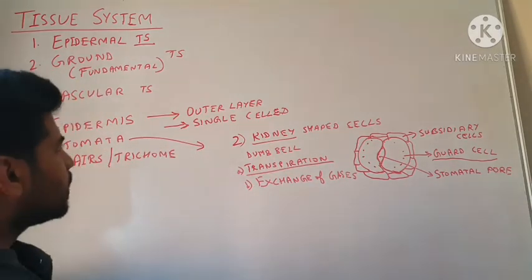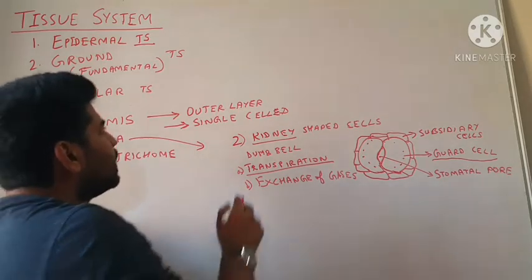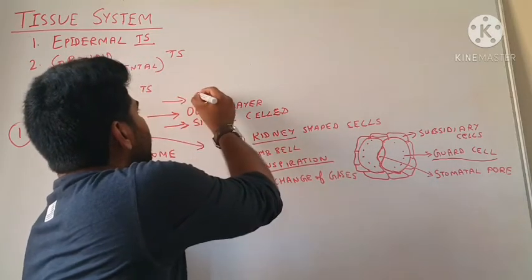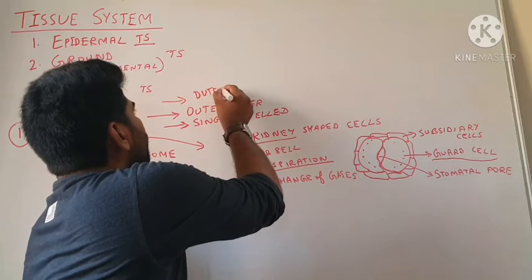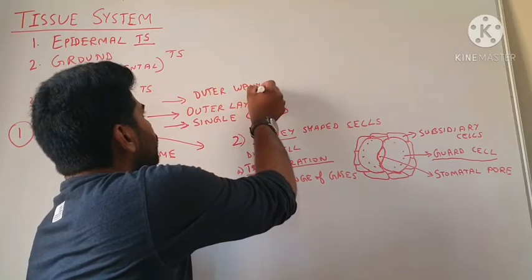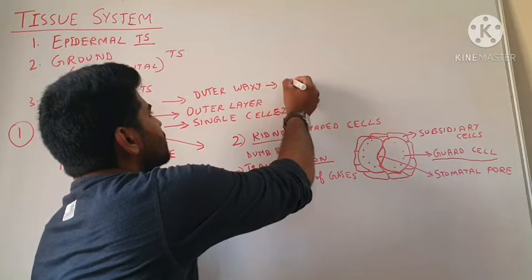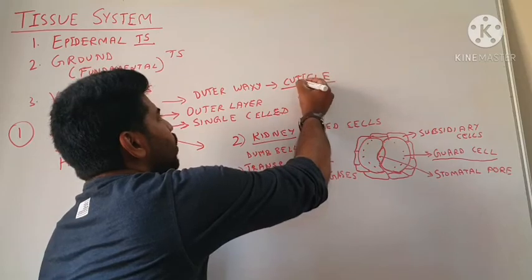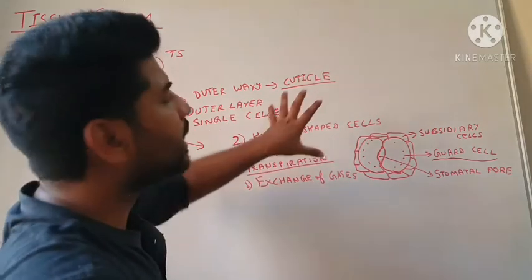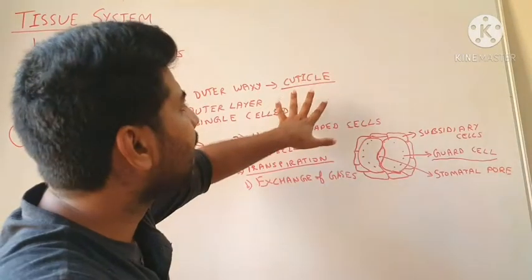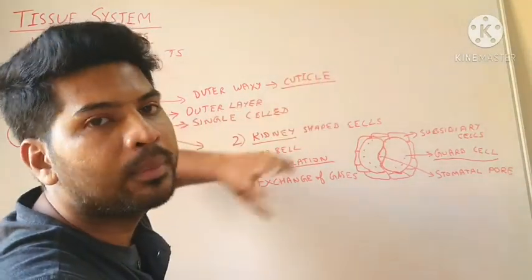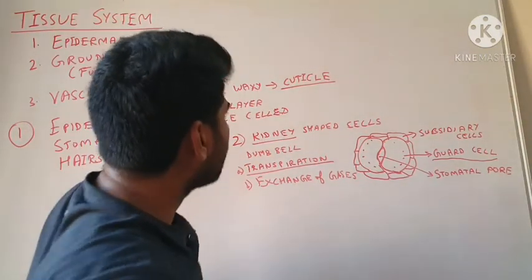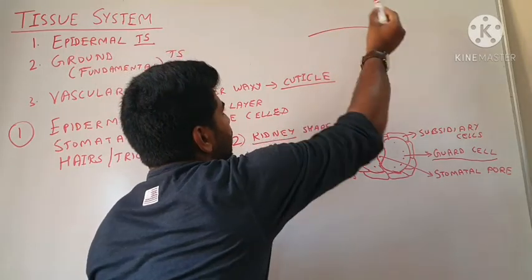Sometimes the epidermal layer, the epidermis, is covered by an outer waxy layer called the cuticle. The cuticle once again plays an important role in controlling the loss of water. It also acts as a defensive barrier. It will protect the plant from microbial attack, etc. So the outermost layer we can see is the waxy cuticle.